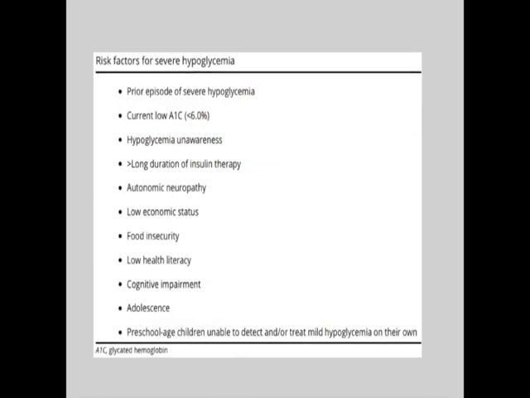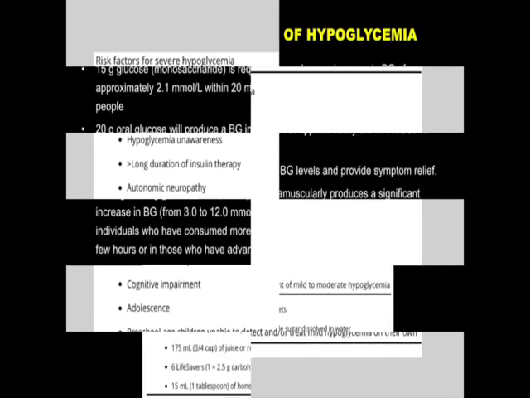For patients with diabetes, the risk factors that have been identified for having severe hypoglycemia are the previous episode, currently a low A1C of less than 6%, and those that don't experience the symptoms of hypoglycemia, because they won't realize they're low until it's too late. Others are a long duration of insulin therapy, autonomic neuropathy, low economic status and inability to access food, low health literacy, cognitive impairment, and younger children and adolescents.